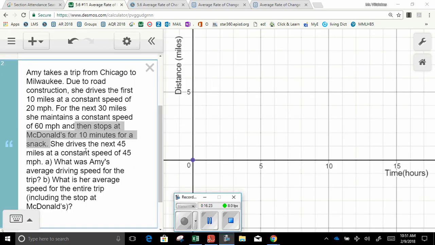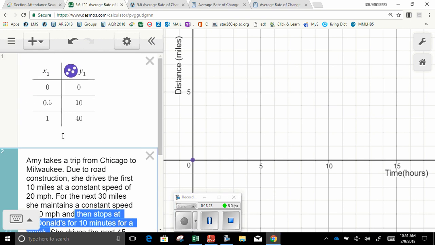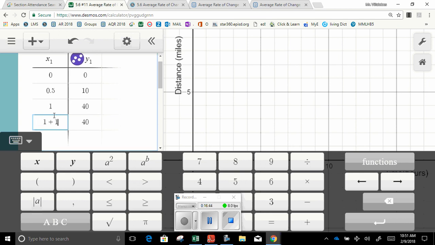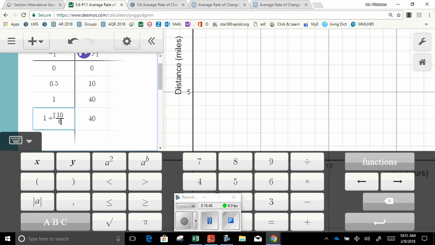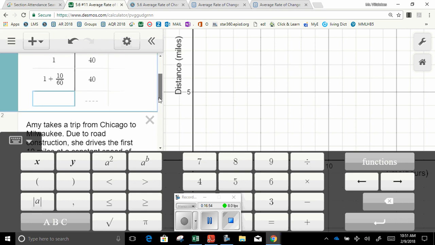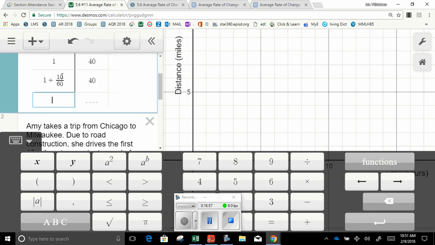Let's think about this. She stops at McDonald's for 10 minutes for a snack. So far, we figured out that if she stops, how much time has elapsed? Or how many miles has she gone? So that's still 40. You don't add anything to it. How long did she stop? For 10 minutes. So that's an hour plus 10 minutes. 10 minutes is 10 out of 60 minutes in an hour, so that's 10/60ths that I'm adding to that. Does that make sense? So it's 1/6 of an hour.